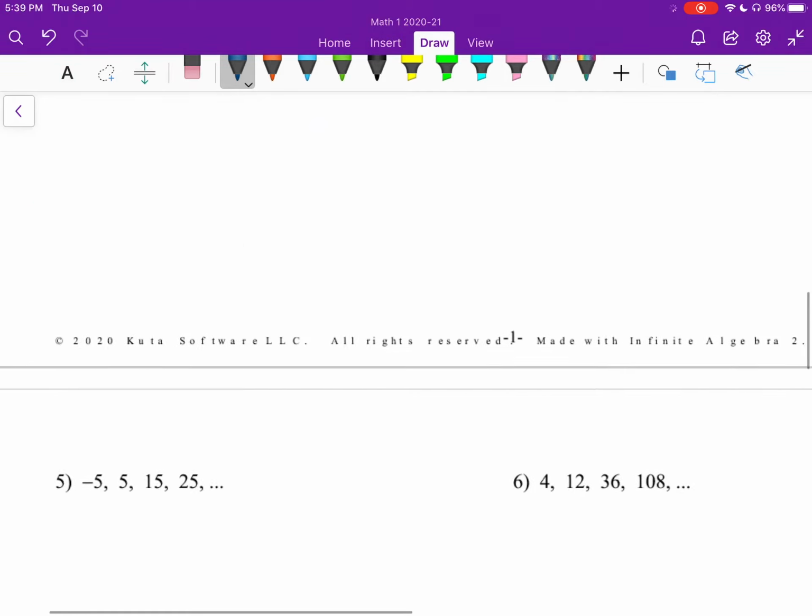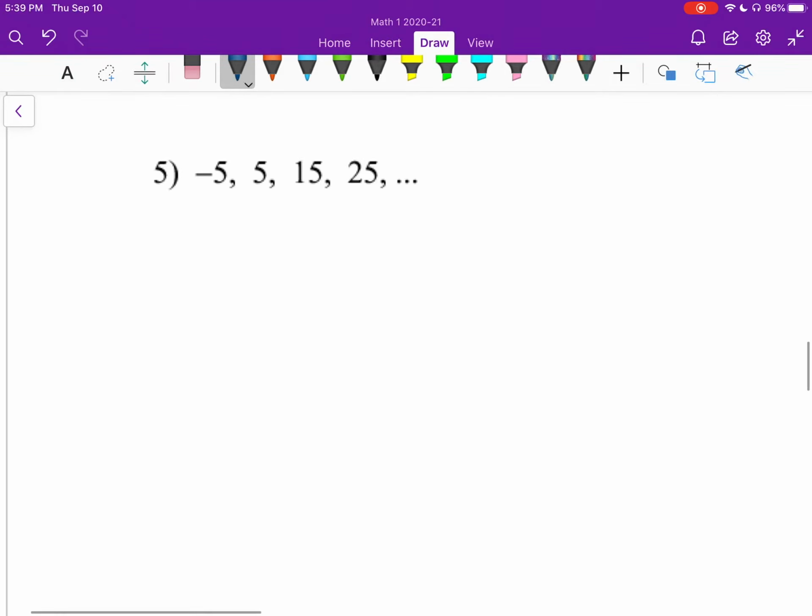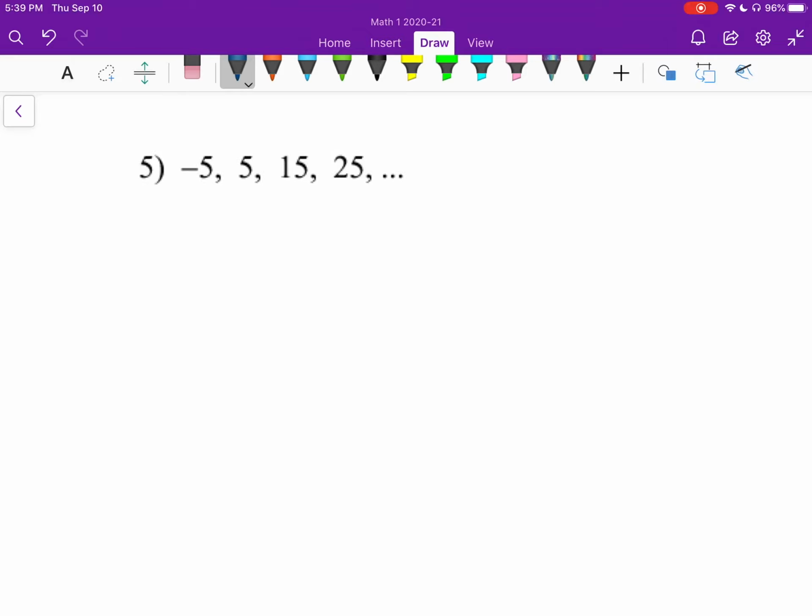All right, number 5. Here's another one where it went from negative to positive, and then it stayed positive. So this is probably arithmetic. To get from negative 5 to 5, you'd have to add 10. 5 to 15, you add 10. 15 to 25, you add 10. So again, this one is just going to be a nice one where we're able to just do this in our head. You add 10 each time.